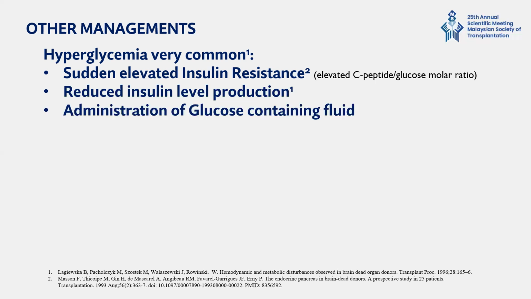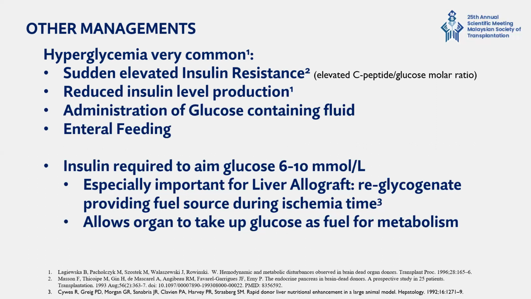And at the same time, it has been shown that after brain death, there is reduced insulin production. Also, because of hypernatremia, we tend to administer glucose-containing fluid, which may exacerbate this hyperglycemia. And enteral feeding will also be given out of sympathy, and this can also cause hyperglycemia. So insulin will be required because you want to aim for a glucose level of 6 to 10 millimole per liter. This is especially important for liver allografts because they can re-glycogenate, providing a fuel source during ischemia time. And this allows the organ to take up glucose as fuel for metabolism.